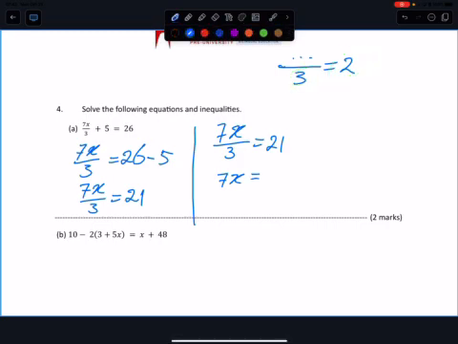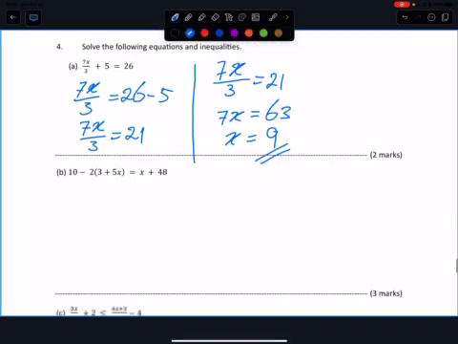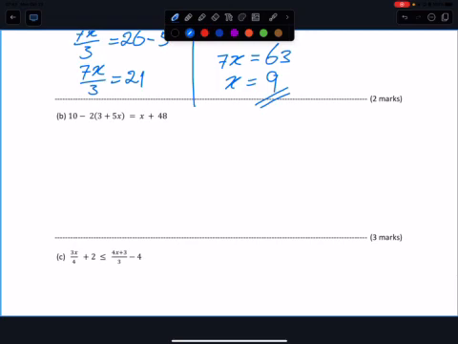And that answer becomes 63. Same thing over again. 7 multiplied by a number equals 63. Simple. So x becomes 9. You keep applying the same rules over and over again. The next one.